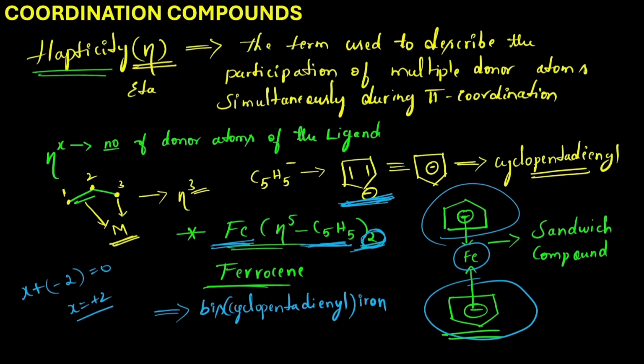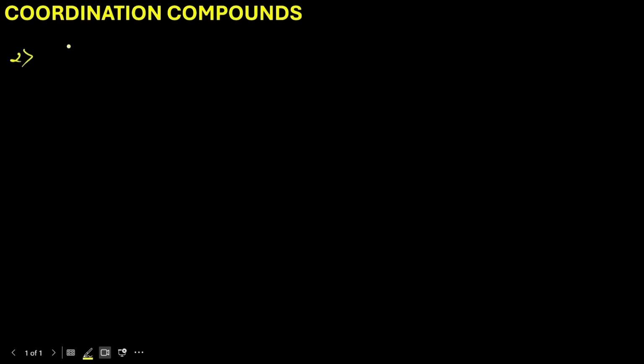Therefore the oxidation state of iron is +2, you have to write 2. Okay, the name is bis(cyclopentadienyl)iron(II). We will take another example, that is Cr(η6-C6H6)2. Now if you calculate the oxidation state of chromium, here this C6H6 will be having 0 charge. Therefore x plus 0 should be equal to 0. Therefore the oxidation number of chromium will be 0.